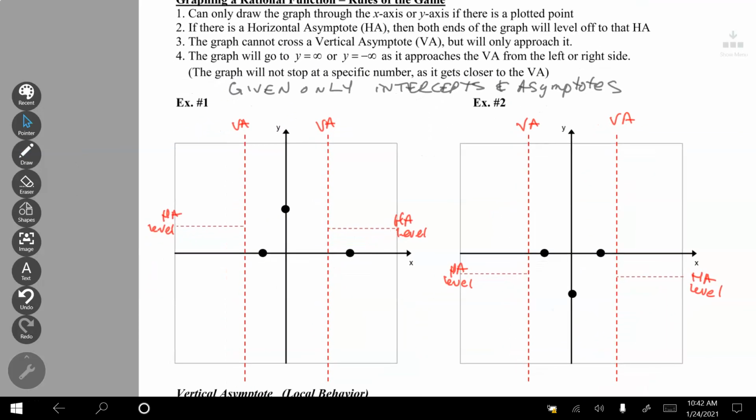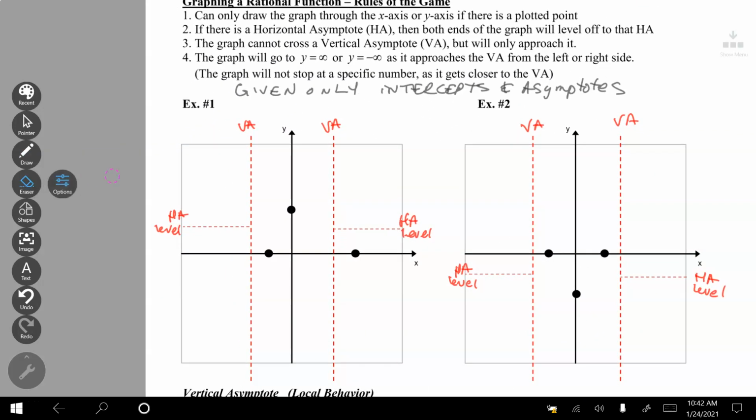So I have 3 pieces of this graph. A left piece, a center piece, and a right piece, because the VA I'm not allowed to cross. So it is just one graph, but it's got 3 little branches to it. Left, center, and right. Okay, so let's do the easiest part. Let's do the center part.